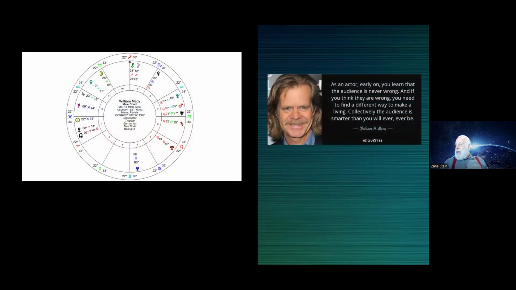One more quick here. I don't have this person's birth time, William Macy, but I'm just going to breeze through him because of the time factor. This is his solar chart, and you can see in his solar chart that he's got a strong 5th, 11th dynamic. He's got Pluto in the 5th, Moon and Venus in the 11th.